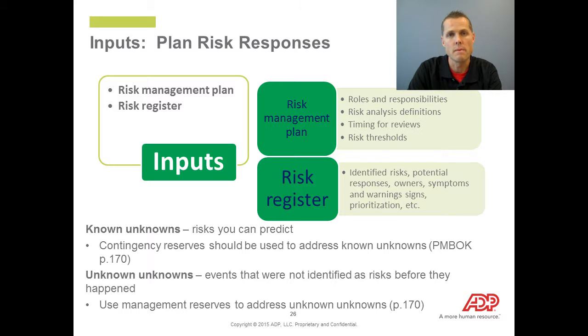There's a couple of really key things to keep in mind when we plan risk responses, and that's knowing the difference between a known unknown and an unknown unknown and how they relate to the budget of the project. And this will come up on the exam. If you remember, under time management, we talked about contingency reserves. When it comes to the known unknowns, these are risks that we've predicted and identified, and the contingency reserves within the budget should be used to address them. For the unknown unknowns, these are risks that were not identified before they happen, so they're just events that occur. And for these, we use management reserves.